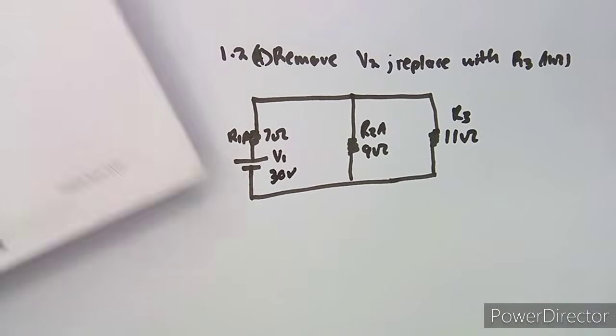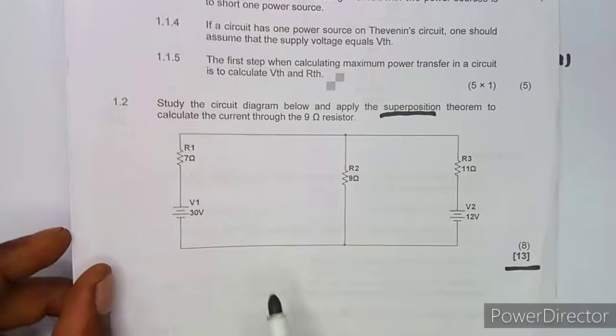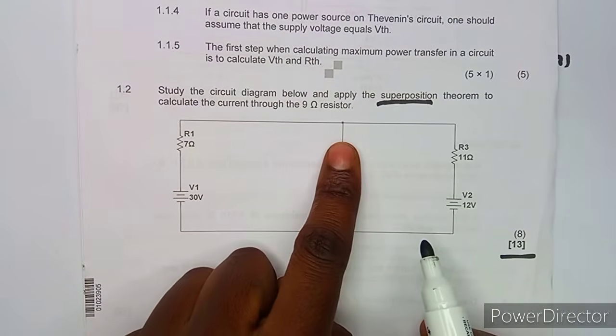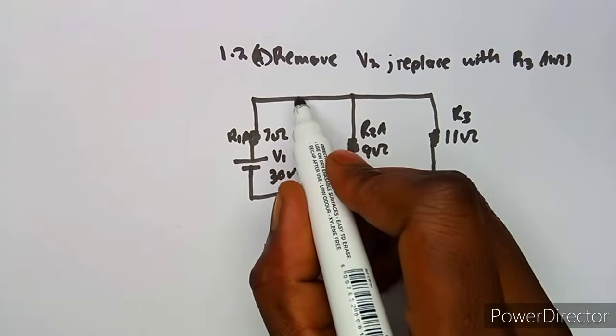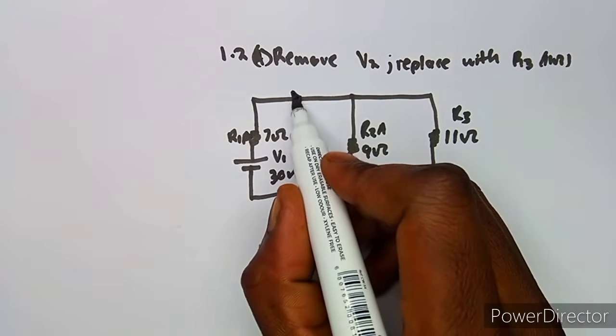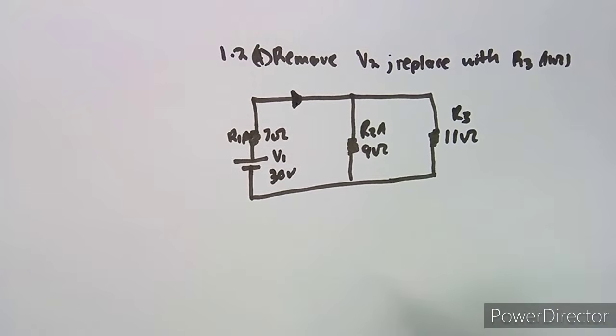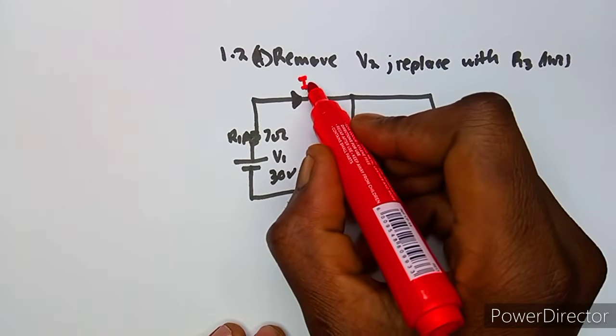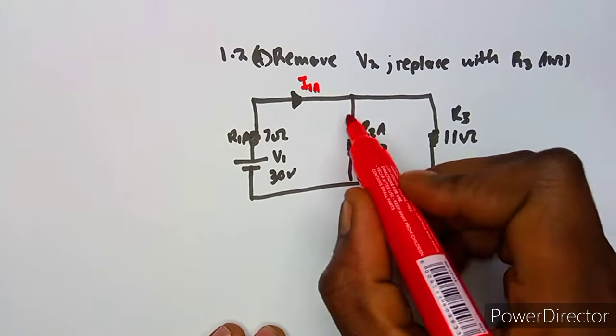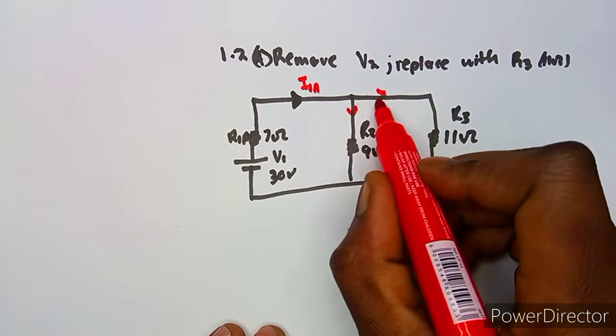Remember, we want to calculate the current that is going to flow here. So what we are going to do is to calculate the total current which is going to flow from this direction. Why are we calculating this total current? Because we know that this current, our I1A, is going to flow this way and also flow this way.